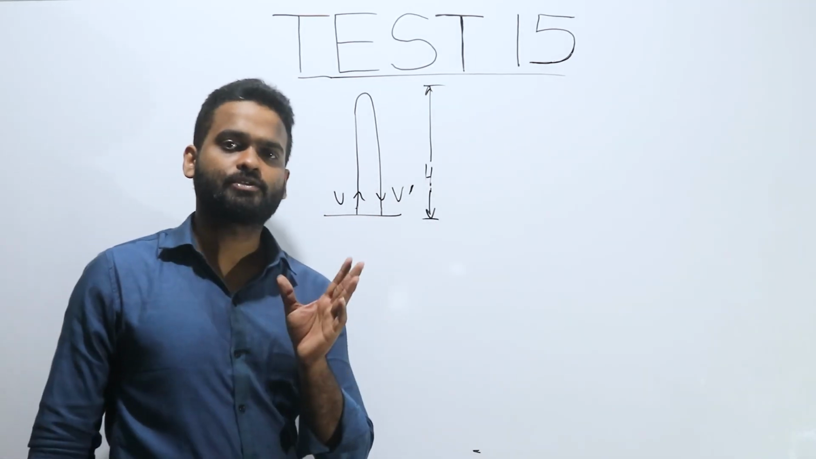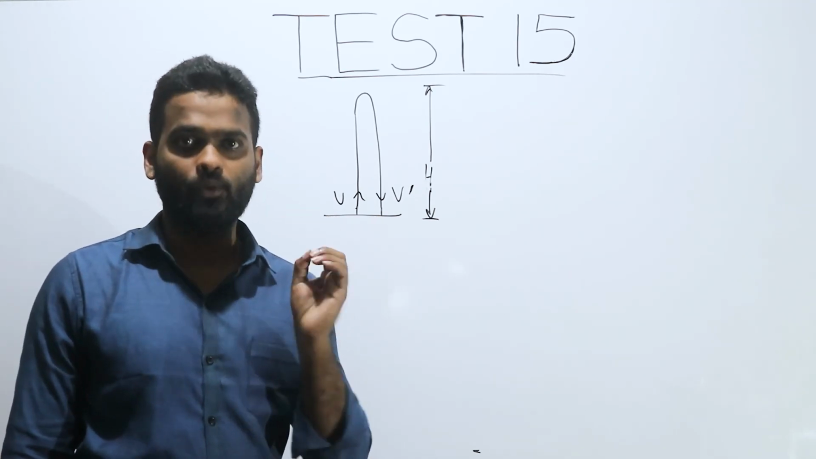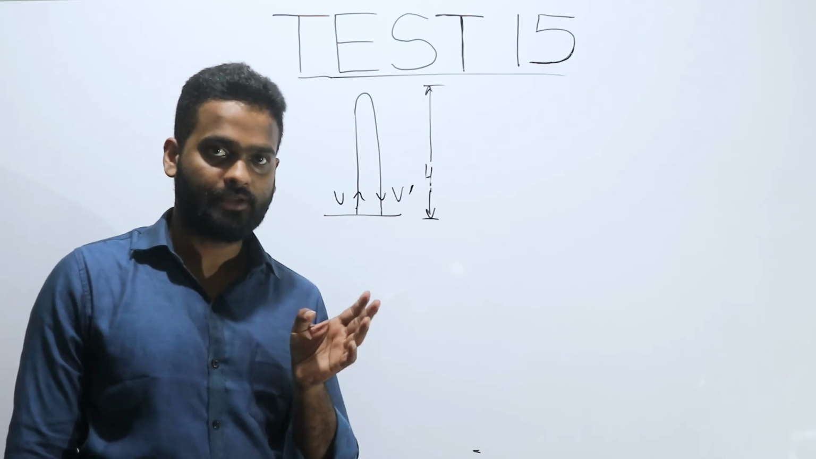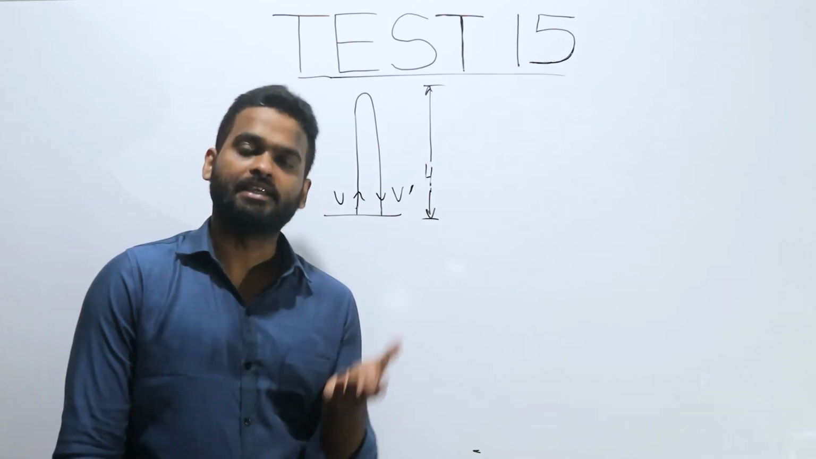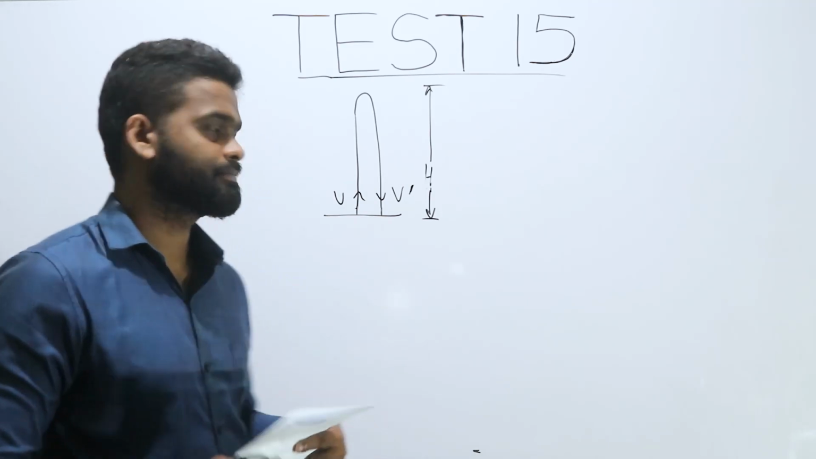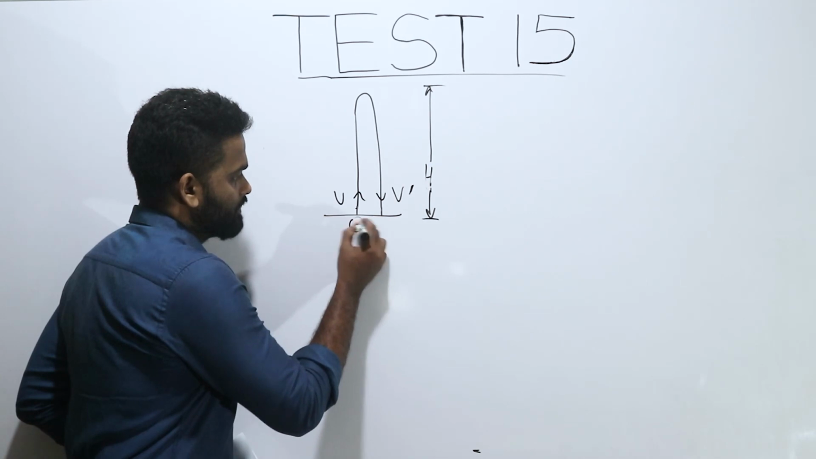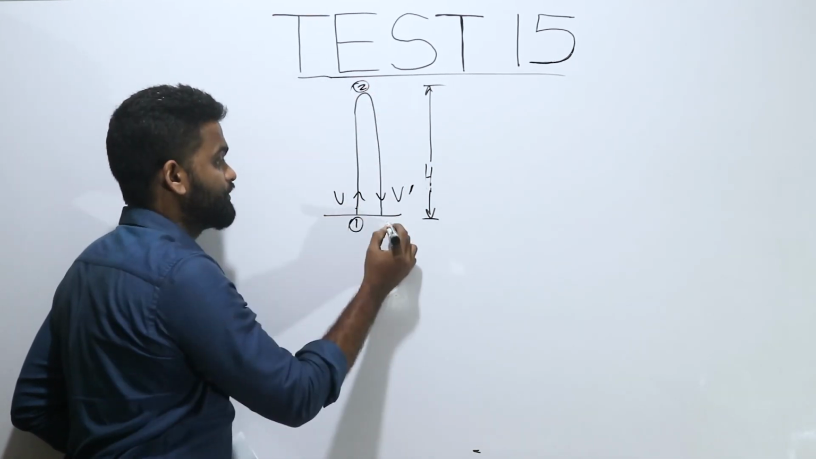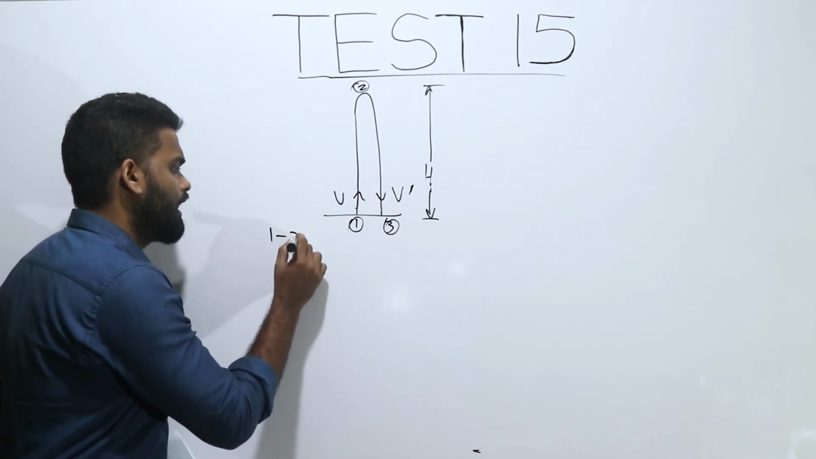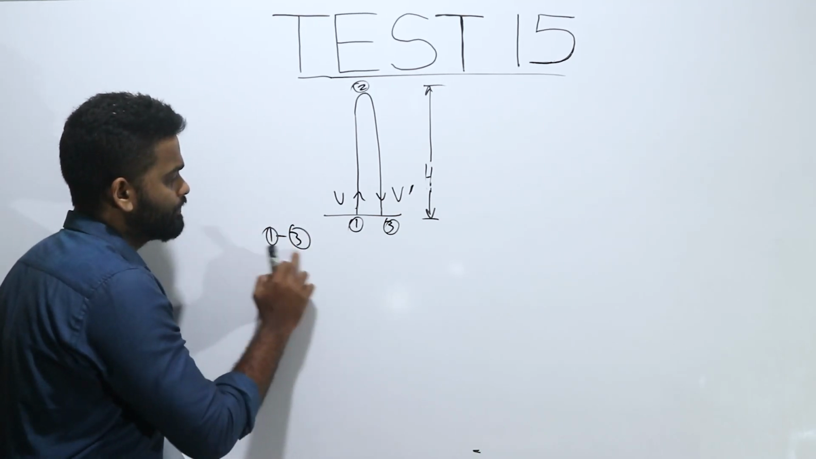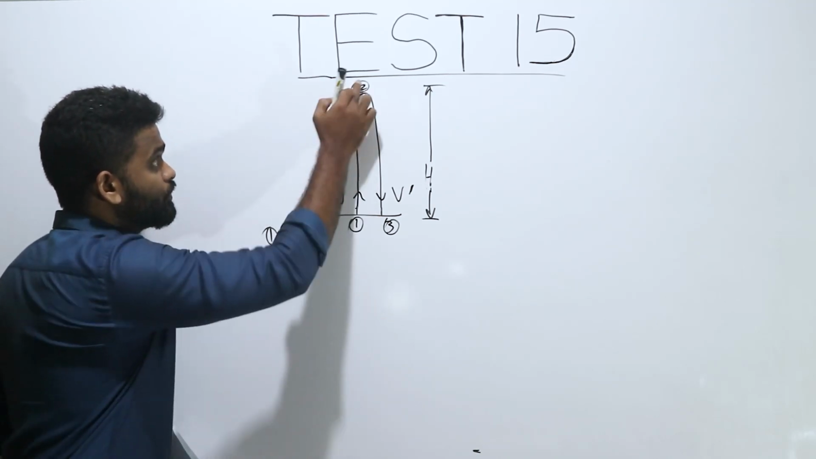Okay, so the easiest way to do this is using energy equations. We can use Newton's laws as well, but the easiest way is energy equations. Let's say these are points 1, 2, and 3. I'll apply the energy equation between 1 and 2.